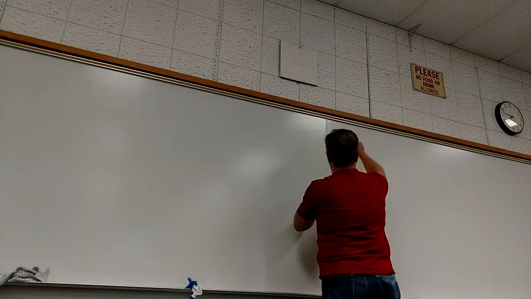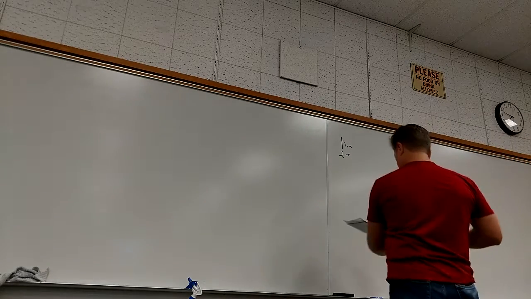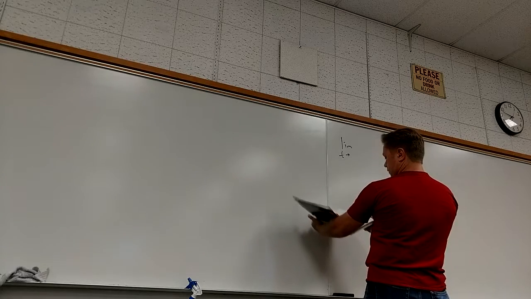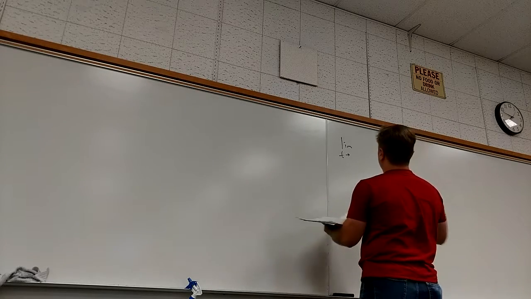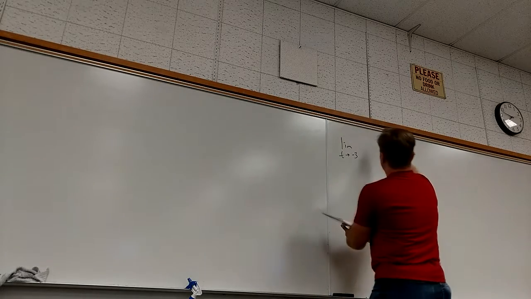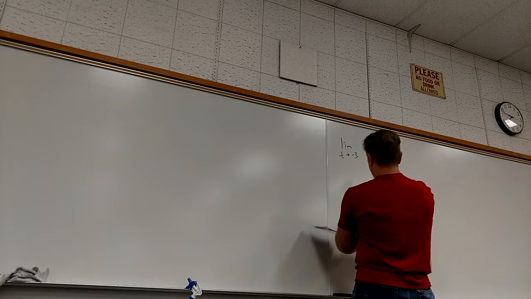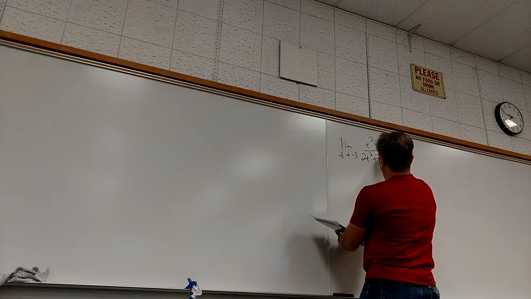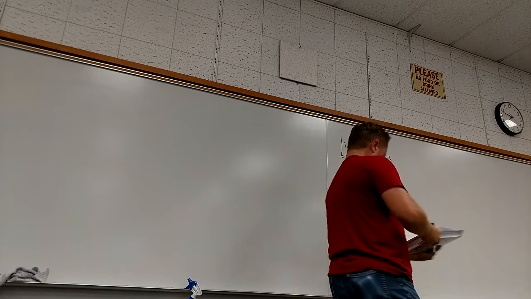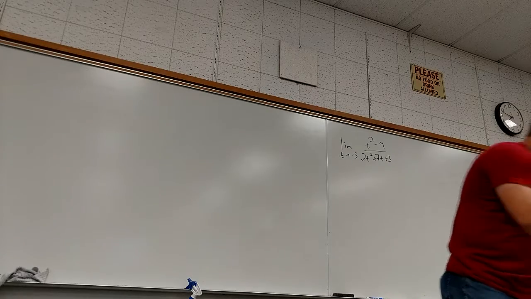So the one you're going to have to ask about looks like limit as t goes to... This one, right? Limit as t goes to negative 3. God, I've got to start bringing glasses. It sucks. 2t squared minus 9 over 2t squared... Is that right? Yeah. Yeah, cool.